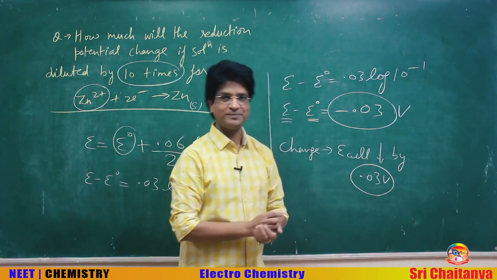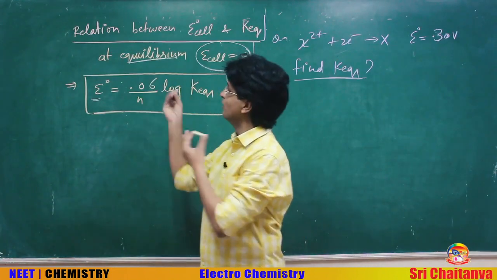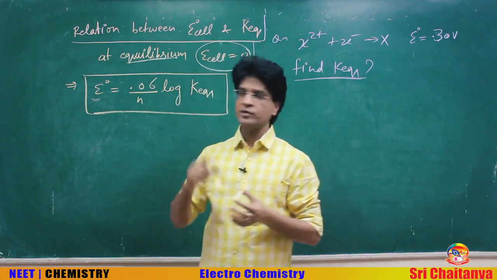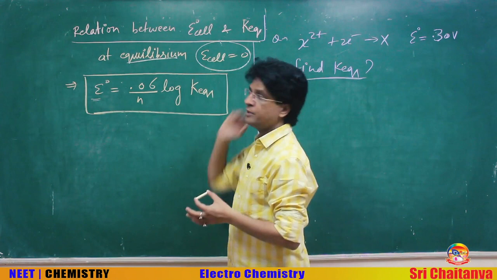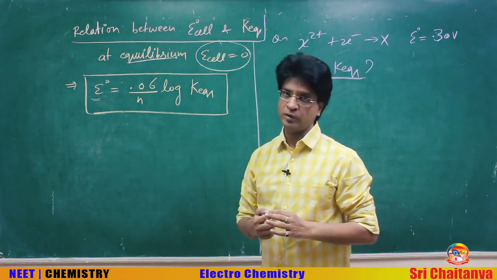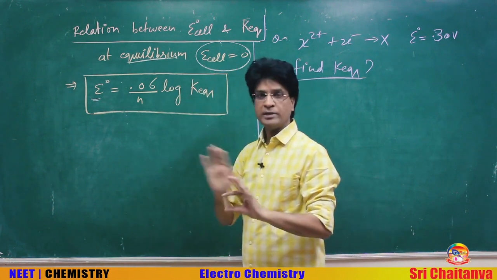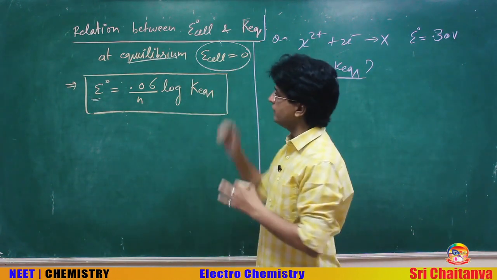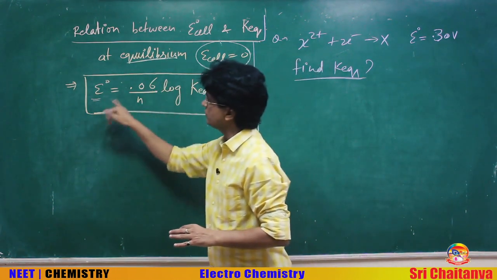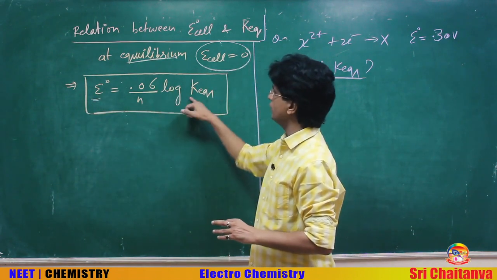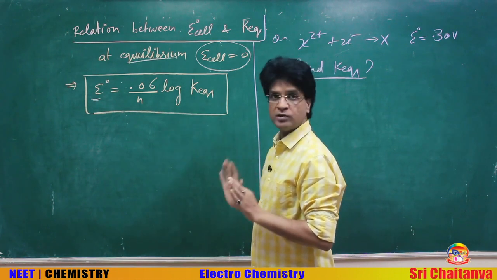Is that okay? Okay students, let's understand a very small concept. Need to ask some simple direct basic questions on this concept. This is about the relationship between E naught cell and equilibrium constant. So when we reach equilibrium, E cell becomes 0. Cell is dead at equilibrium. We have discussed that. So the Nernst equation will change now to give you E naught is equal to 0.06 upon n log of K, the equilibrium constant.